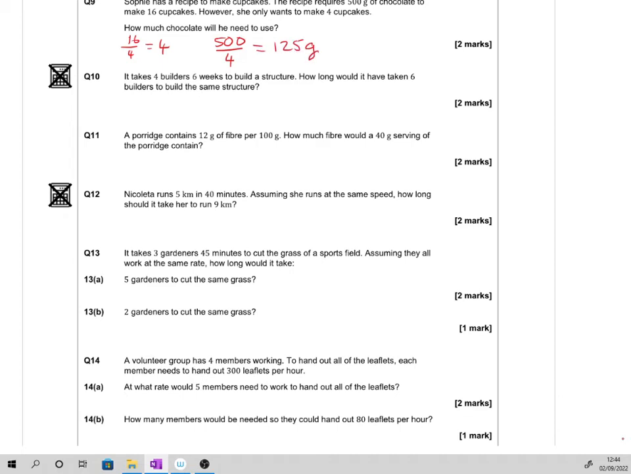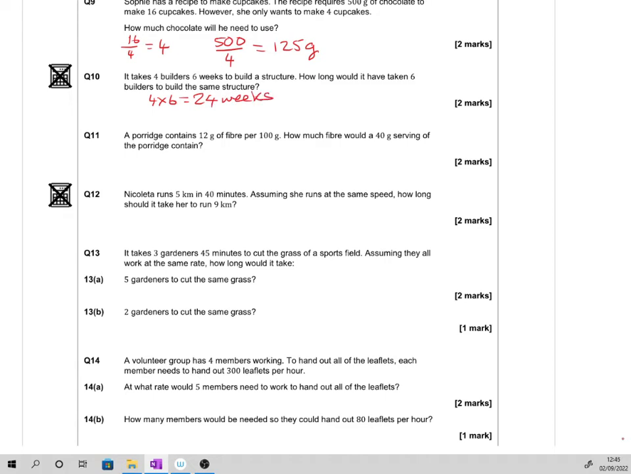It takes 4 builders 6 weeks to build a structure. How long would it have taken 6 builders to do the same? So 4 builders, 6 weeks. So if we have 1 builder, we're going to take 4 times as long, aren't we? So 4 times 6 equals 24. So it takes 24 weeks for 1 builder.